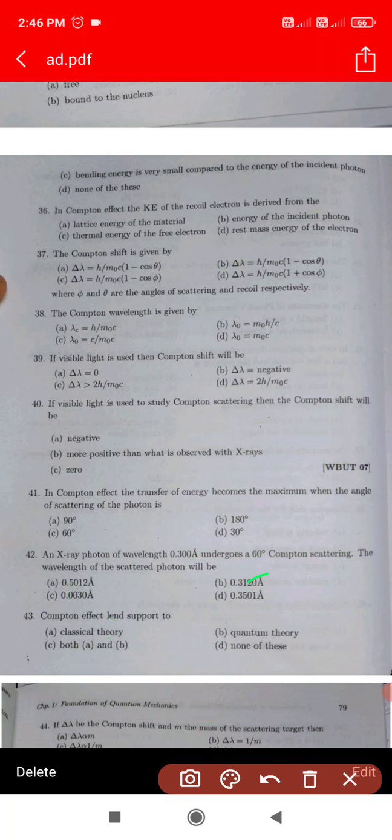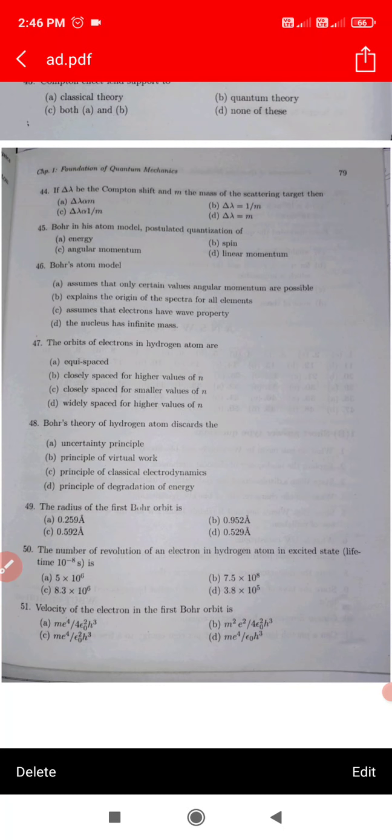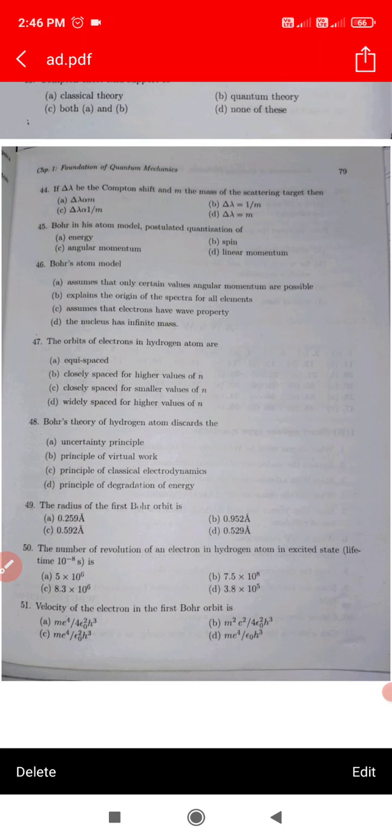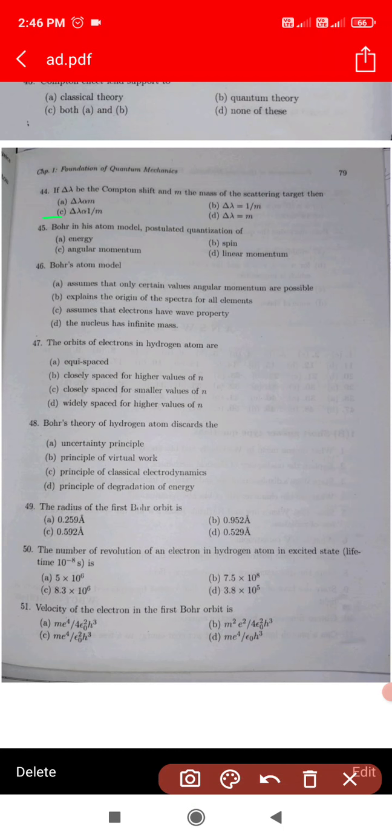Next, the Compton effect is supported by the quantum theory only. Next, 44th question: the Compton shift delta lambda, for the mass m of the scattering target, is inversely proportional to the mass. That is C, the answer.